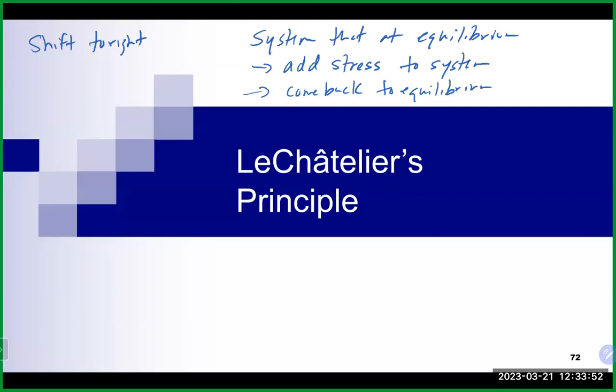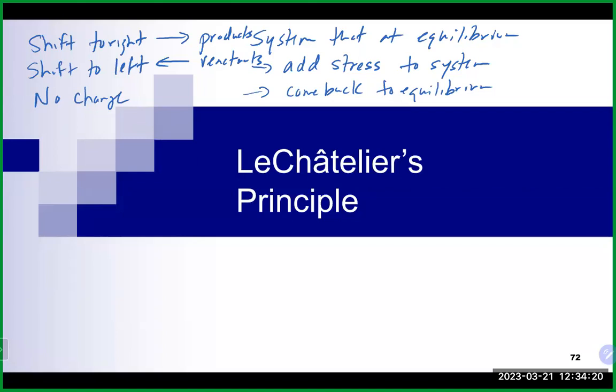And when it shifts to the right, that means that we're going to make more products. It may shift to the left, and in that case, we would make more reactants. And there are certain things that may occur to a system that will frankly cause no change. So those are your three options when you're dealing with Le Chatelier's principle.